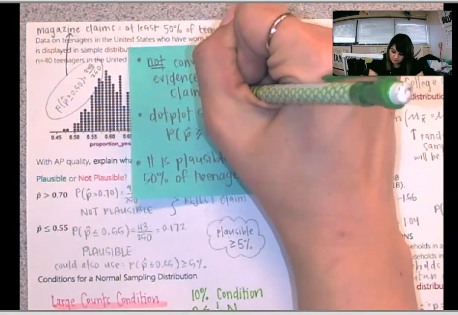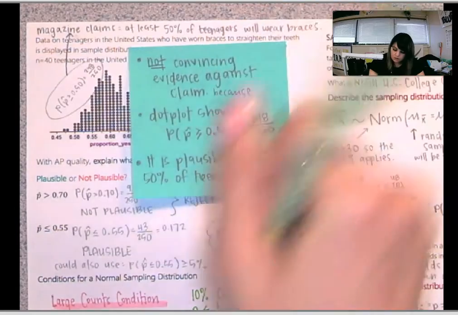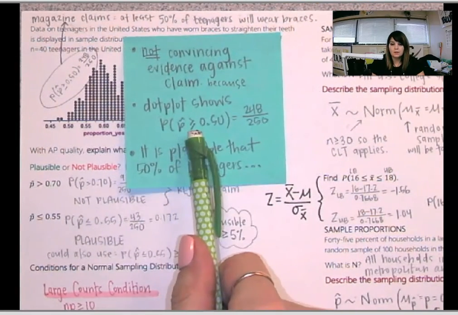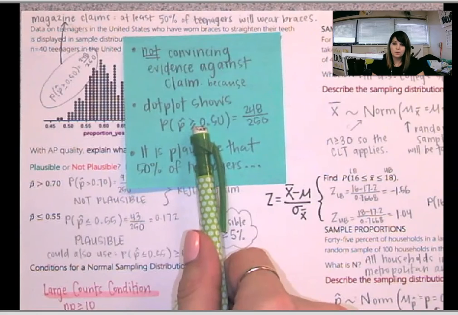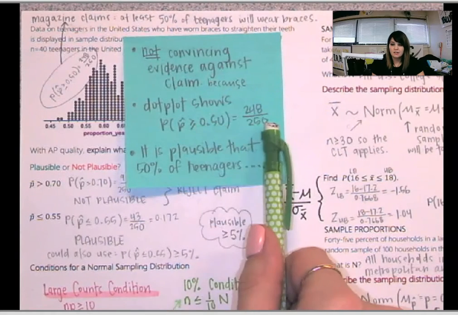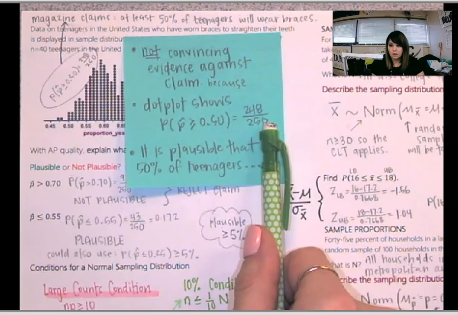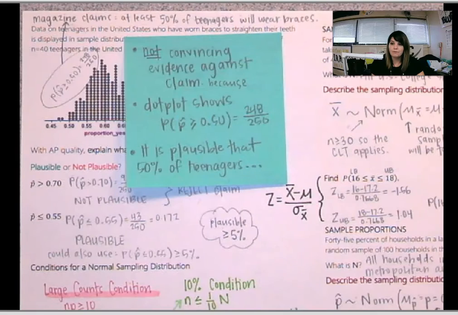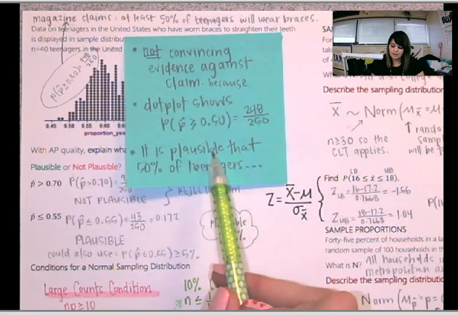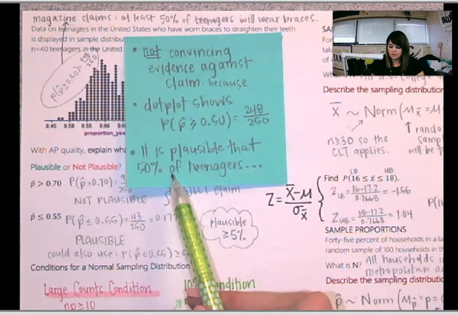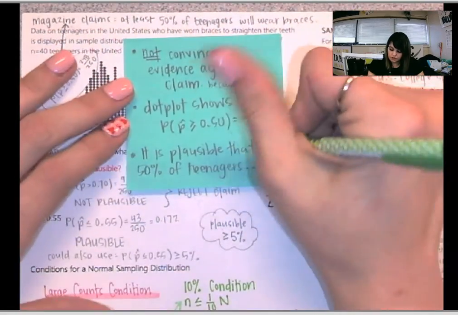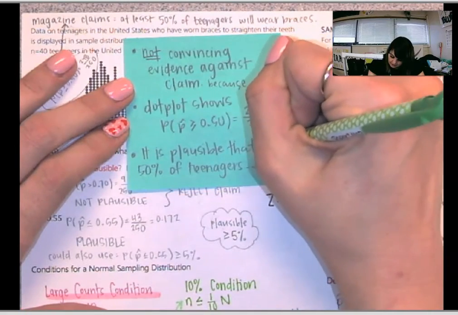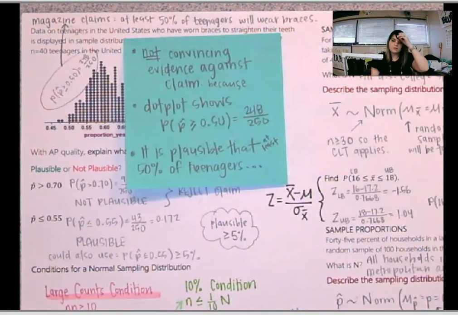Because the dot plot shows the probability of getting a sample of at least 50% is like 100. It's almost certain that at least half of teenagers have to wear braces. So you end with, it is plausible that, I guess I should say, at least 50% of teenagers will have to wear braces.